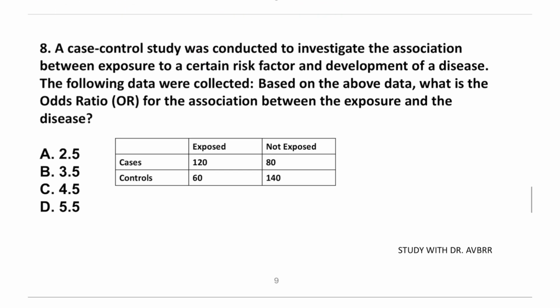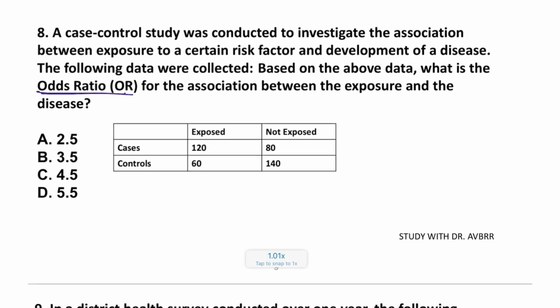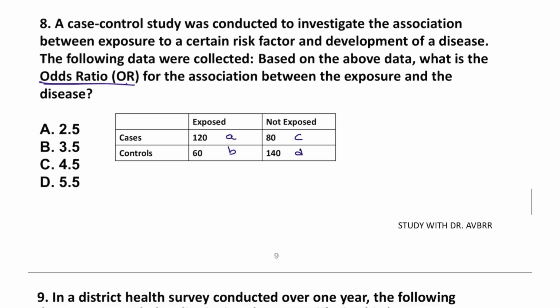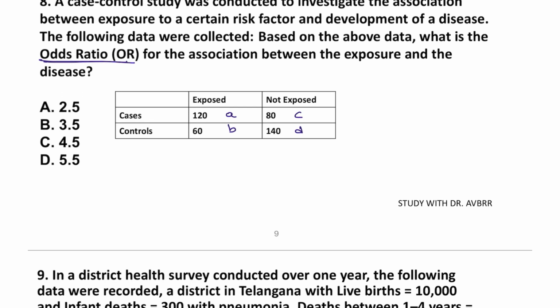Next, moving on to the 8th question. Here you are looking at the odds ratio. Odds ratio means it is a case control study. So what we discussed in the odds ratio is the number of cases that are exposed. So simply this is A, B, C, D. We are substituting these values. For example, A into D, the cross product, and B into C, we are looking at.